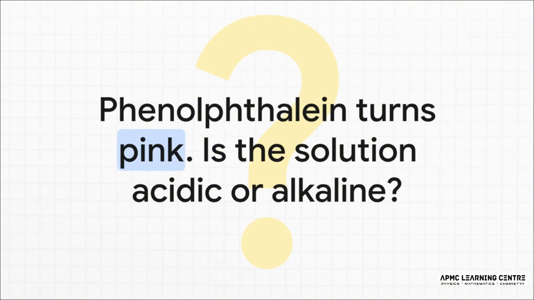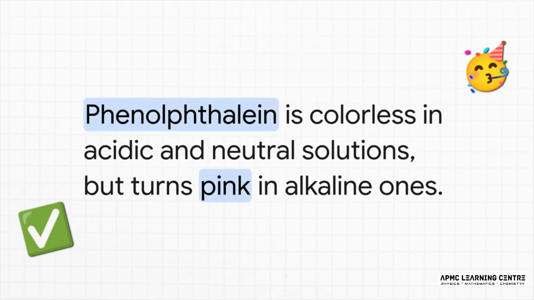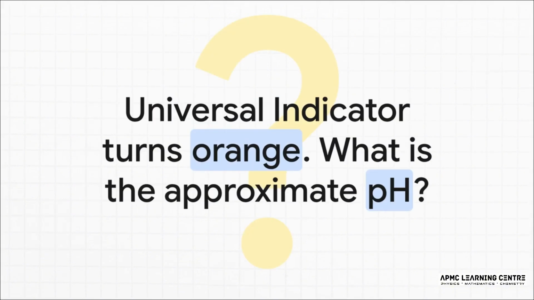Imagine you have a mystery liquid. You add a few drops of phenolphthalein, and poof, it instantly turns bright pink. So, what does that tell you? Is it acidic or is it alkaline? Have a think. If you said alkaline, you are absolutely right. Remember, phenolphthalein's whole party trick is turning pink, but only when it's in an alkaline environment. Nice work.